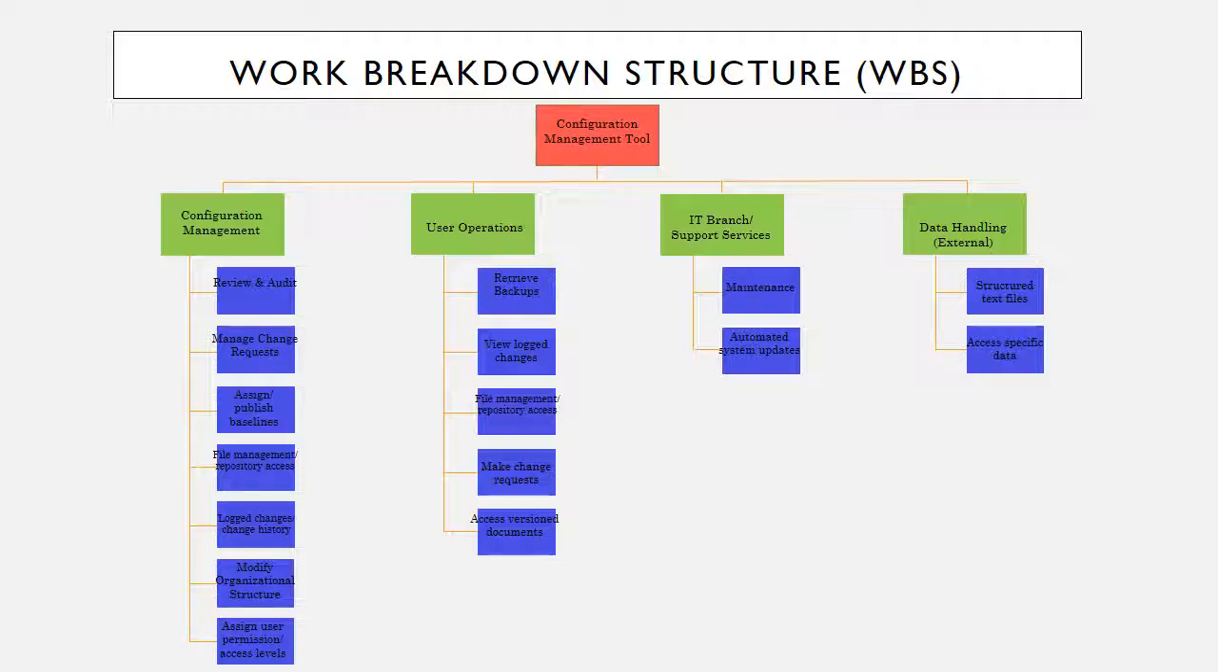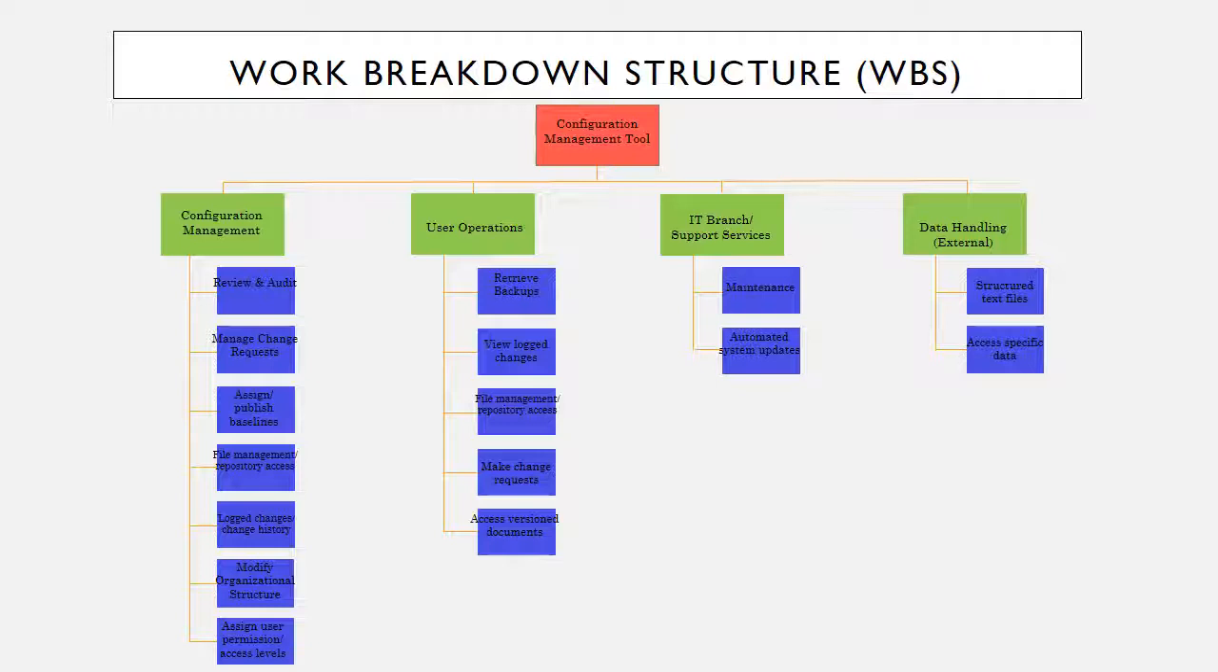It is divided into four main groups: configuration or project management, user operations, the IT branch or support services, and data handling. Configuration management offers products such as change requests, assigning baselines and user permissions, and repository access, which are performed by the configuration manager. User operations has products such as retrieving backups and accessing version documents, which are functions that the user themselves can perform. The support services provide maintenance and system updates in order to keep the system going.